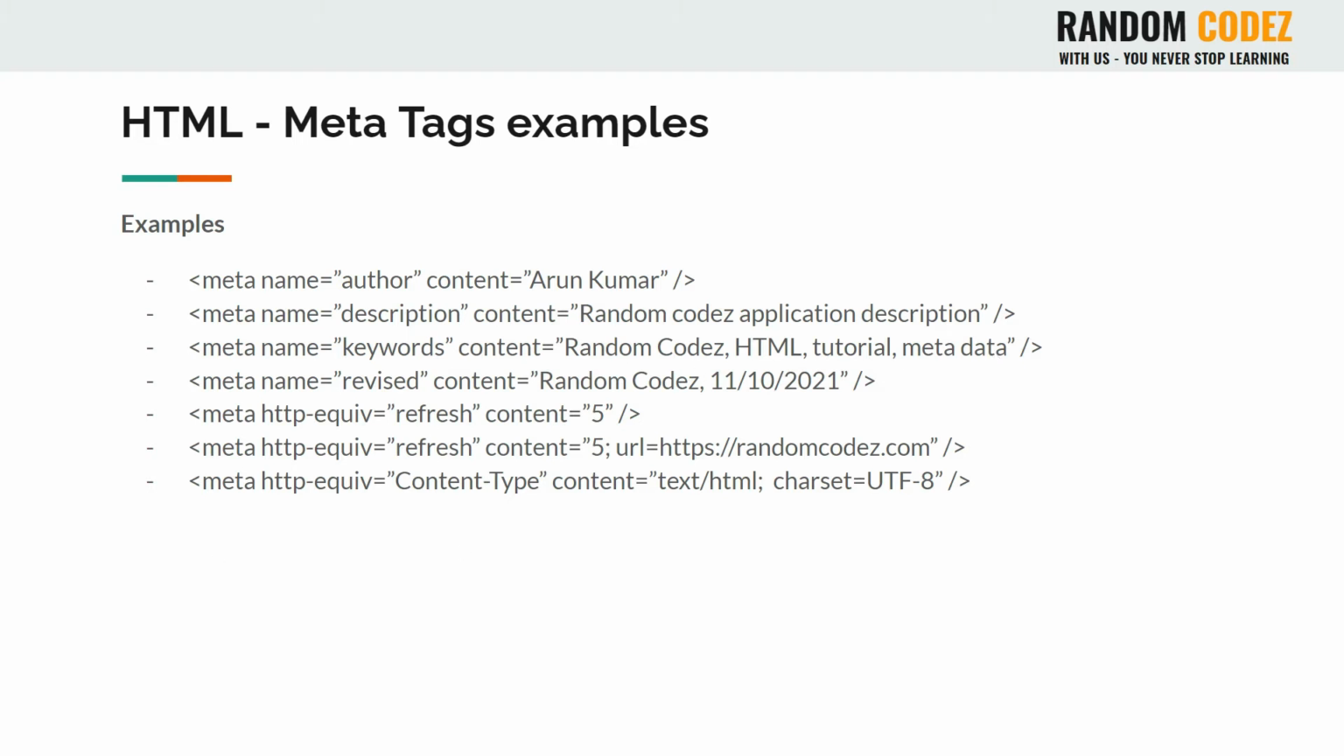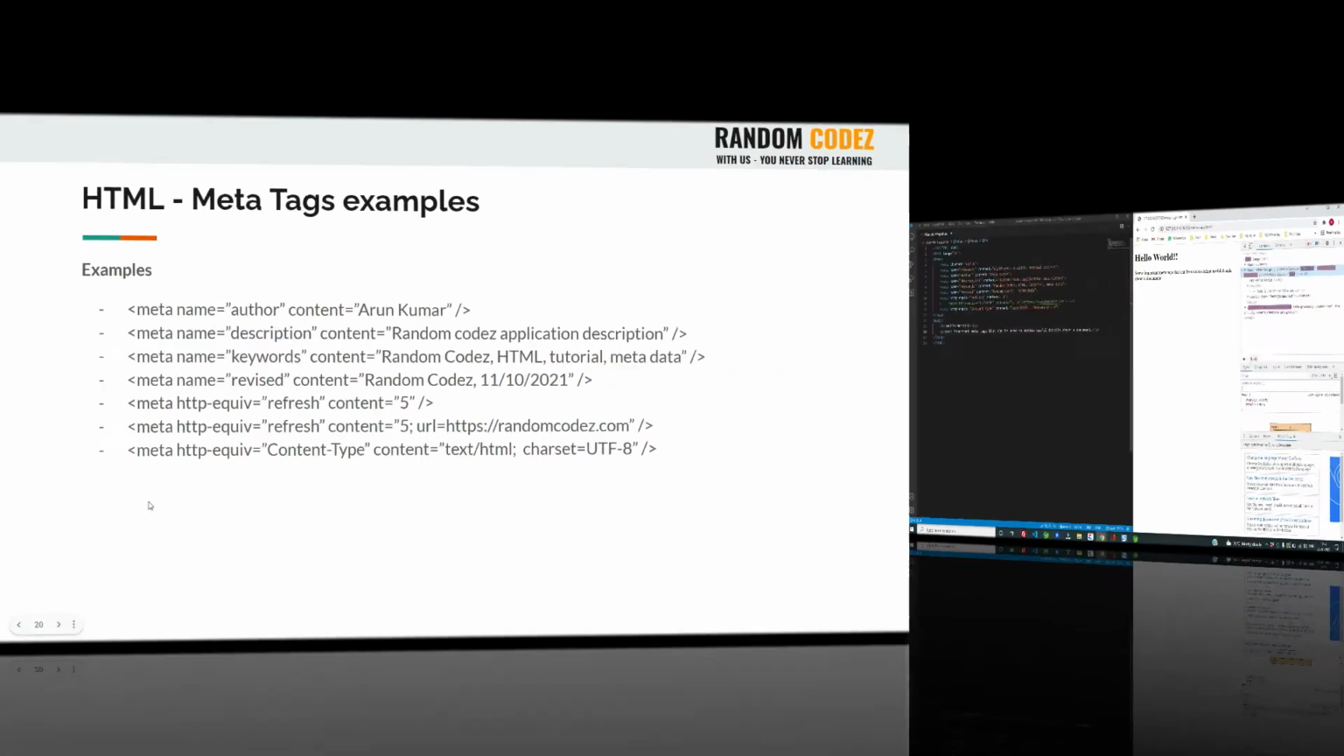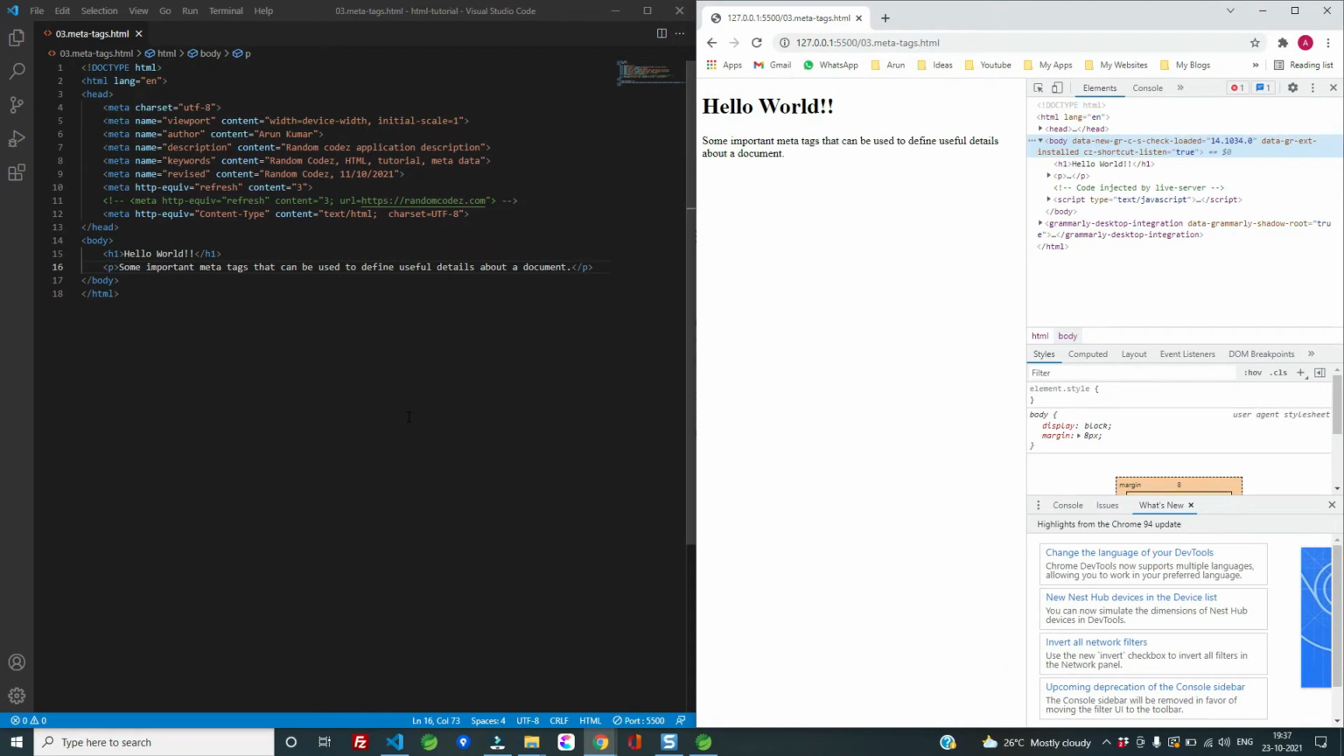Now let's look at a sample HTML document that is using all these meta tags. Here is the sample HTML document that is using all the meta tags that we have so far discussed. The first meta tag is to mention the character set, where we have used UTF-8. And the next one is to mention the viewport, where we have provided the width to be the device width and the initial scale of the application.